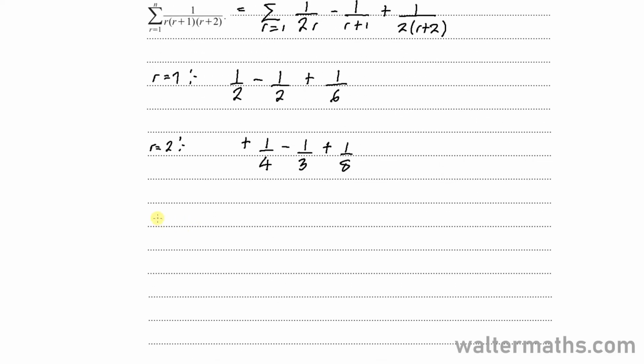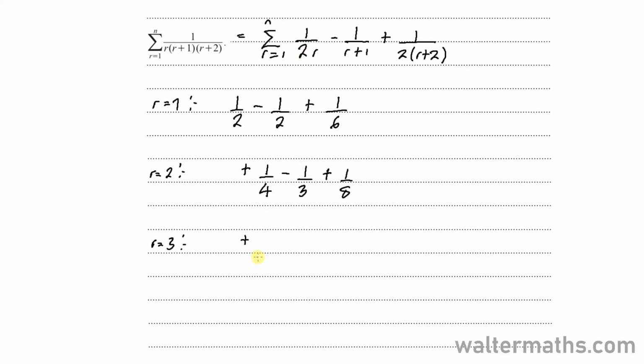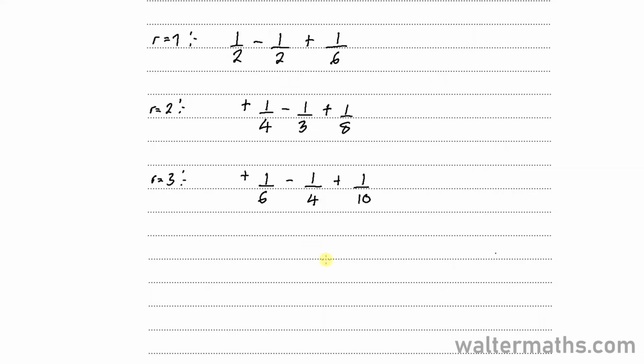Next, when r has a value of 3, we'll be having plus 1 over 2r, that's 2 of 3, so that's a sixth, and it's minus 1 over 3 plus 1, that's 4, and it's plus 1 over 2 of 3 plus 2, so that's 1 over 10. I'll have another term, that's when r is equal to 4, so that we can establish a clear pattern here.